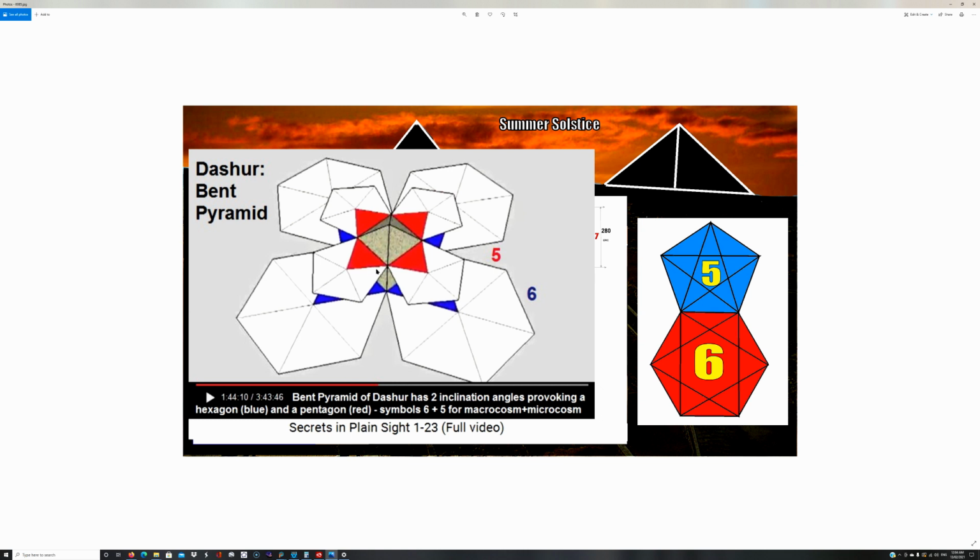I'll put an animation following this, but the angles of the bent pyramid, if you unfold them, create a beautiful connection between the hexagon and the pentagon. And I'll put a little animation up just to show that a little bit more clearly, and then we'll start the drawing as well. So again, even the Hermetic alchemical tradition in regards to 5 and 6, the macrocosm and the microcosm, and these constructions lending themselves to many other aspects.